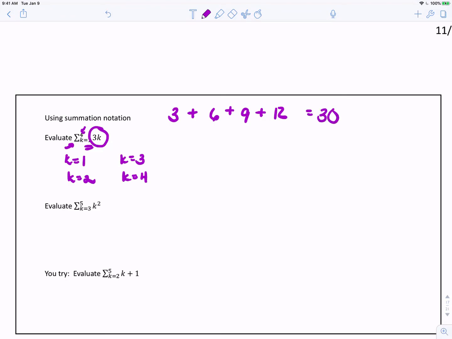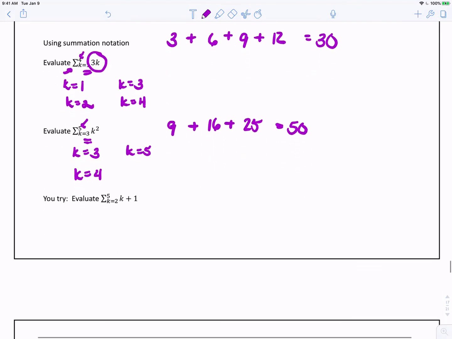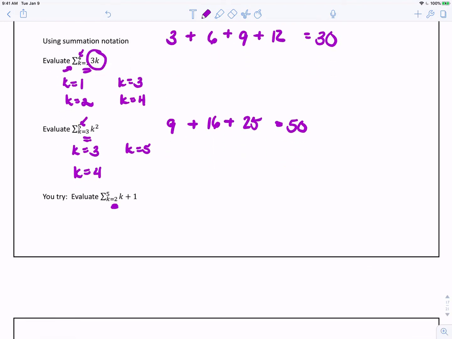Here's another example. Let's evaluate this summation. Now notice this one starts with k equal to 3. So when k is equal to 3, that term is equal to 3 squared, or 9. When k is equal to 4, the next term would be 16. When k is equal to 5, the next one would be 25. And now we're going to stop because 5 is the upper limit of summation. And we're going to add these together, and we're going to get 50. So now here's one for you to try. Pay attention to where the lower limit of summation is and when you should stop, and then add up your terms.